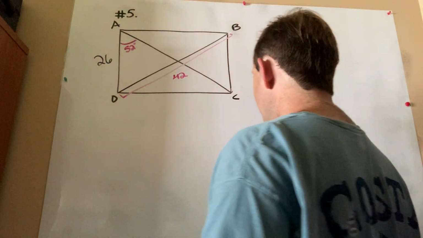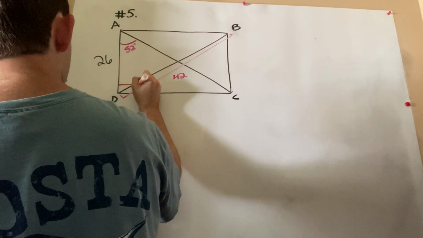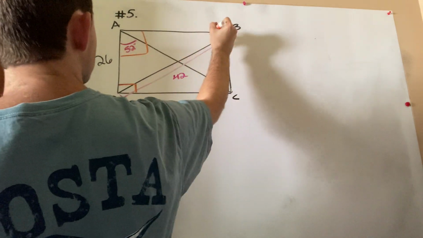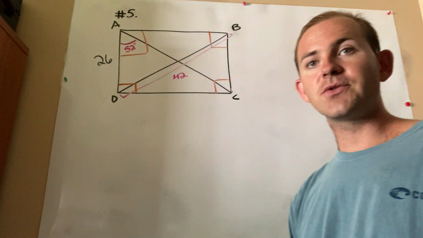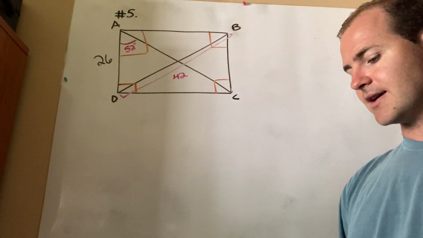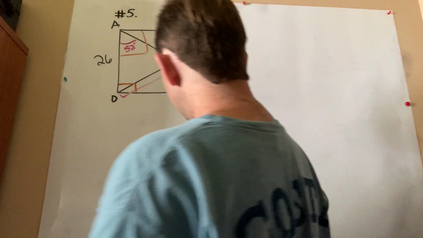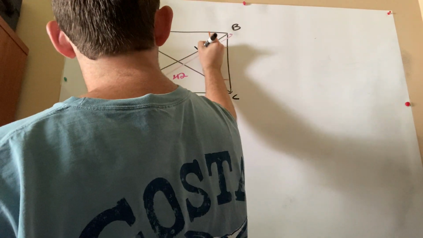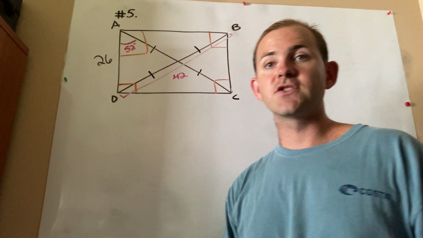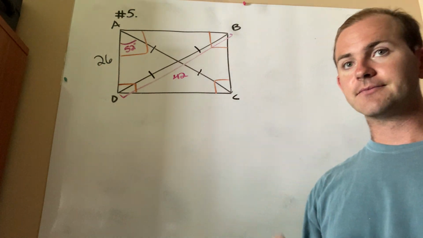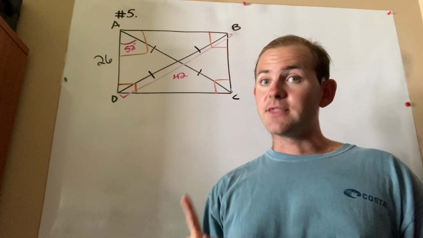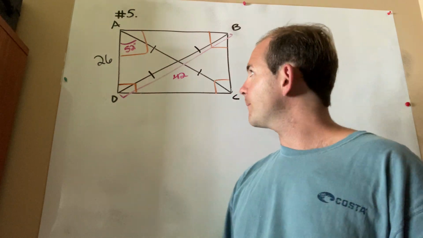First things first, let's write in what we know because it's a rectangle. I'm going to draw these 90-degree angles in each corner. I know that there are 90 degrees in each corner. That shouldn't come as a surprise. I should also know that each piece of the diagonals is congruent. The diagonals are congruent and they bisect each other. With that being said, there's still more that I can fill in for this problem.